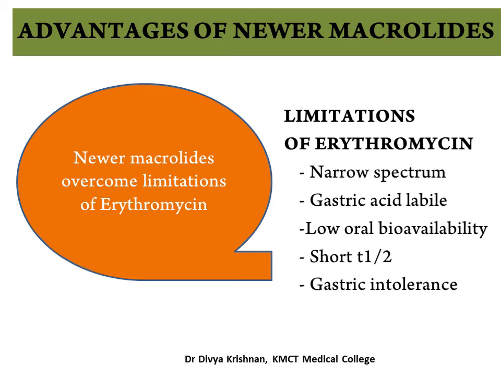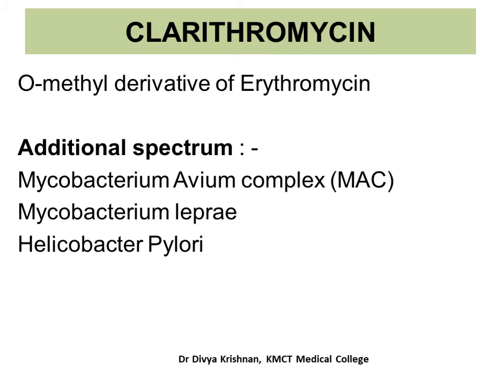We will start with our first newer macrolide, that is clarithromycin. It is an O-methyl derivative of erythromycin. It has got the same spectrum as that of erythromycin, but other than that, it has also got an additional spectrum: Mycobacterium avium complex, Mycobacterium leprae, and H. pylori.